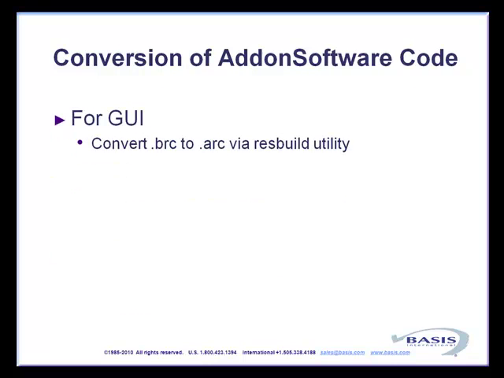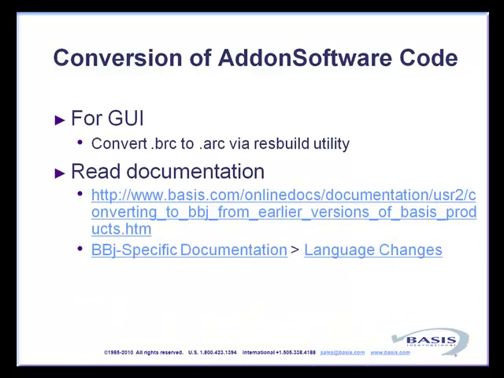So for our next steps, if it's GUI code, what did we do to convert our custom GUI code that we'd written perhaps in Visual Pro 5? We convert the .brc, the binary resource files, to ASCII resource files via the resbuild utility. So there, have a look at the documentation. There's a very simple set of options to do a wildcard run through of all your binary resource files and convert them to ASCII resource files.